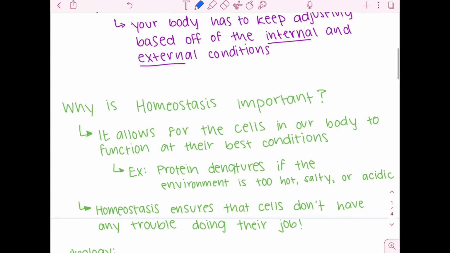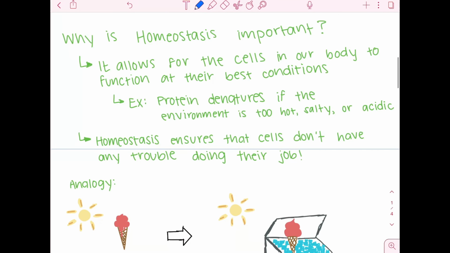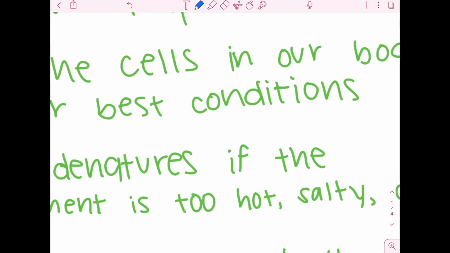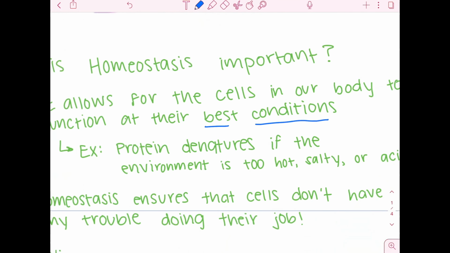Okay, let's keep going. Why is homeostasis important? Homeostasis is very important because it allows for the cells in our body to function at their best conditions. Now, cellular function is very important because it allows for the basic building blocks of our body to continue to have energy, to continue to have protein, to continue to have basically anything that it needs to continue living.